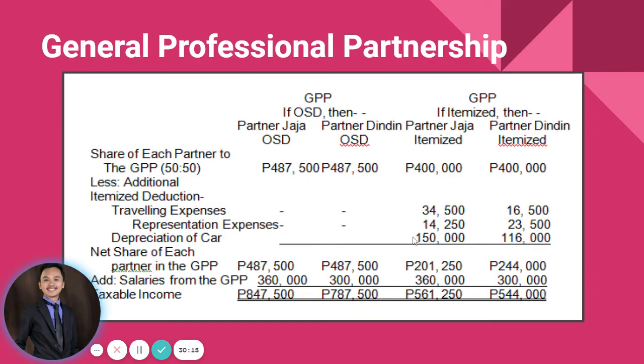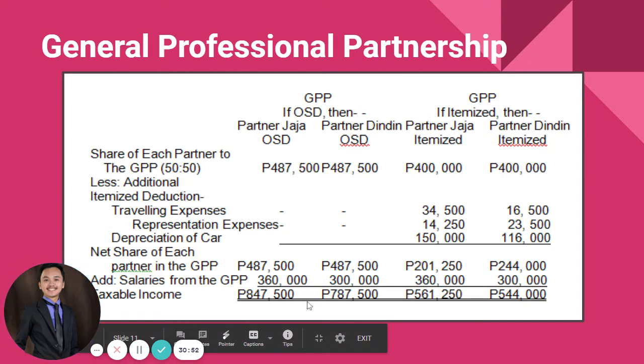And then we have depreciation of the car, guys. So take note that what will be deducted is only the depreciation that is covered for that particular taxable year. Okay, so you need to depreciate that car. So only the depreciation for that year can be claimed. So that means we have a total share in the partnership net income of 201,250 and then 244,000. Add salaries from the GPP. So we have 561,250 and 544,000 as our taxable income.